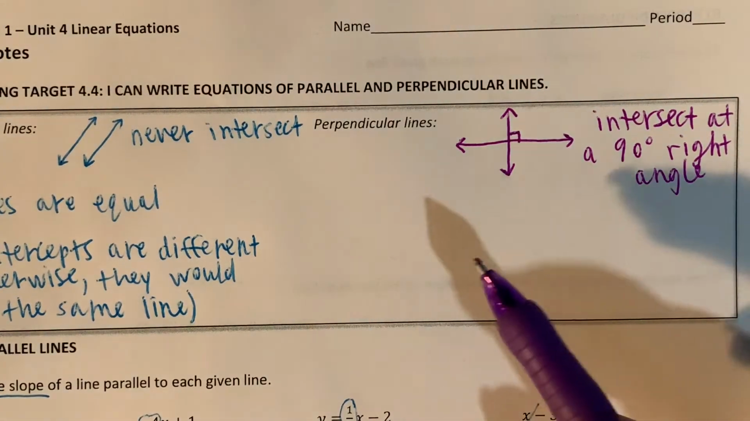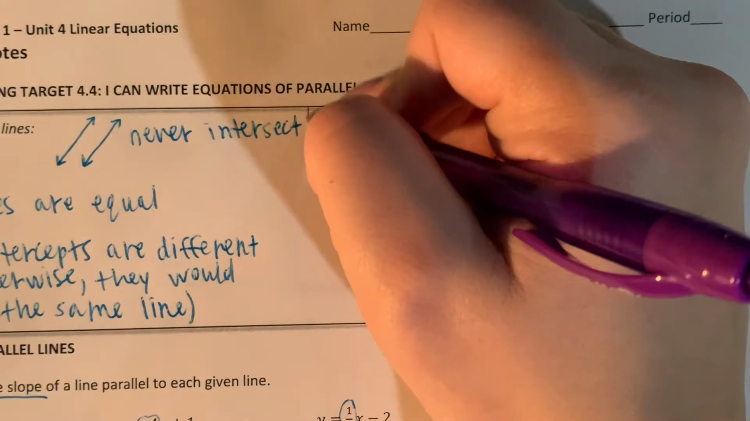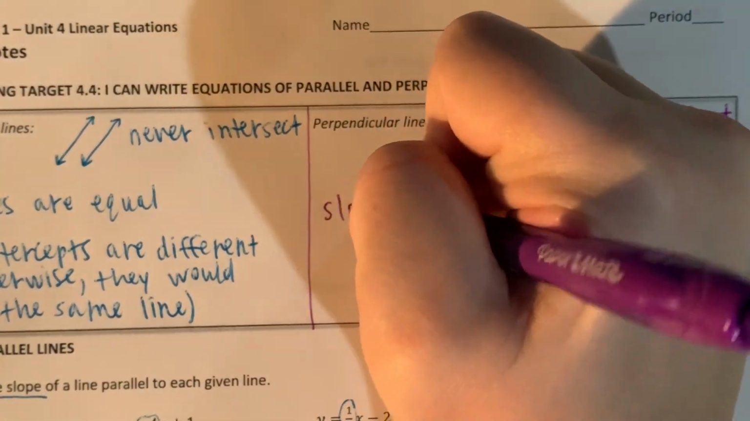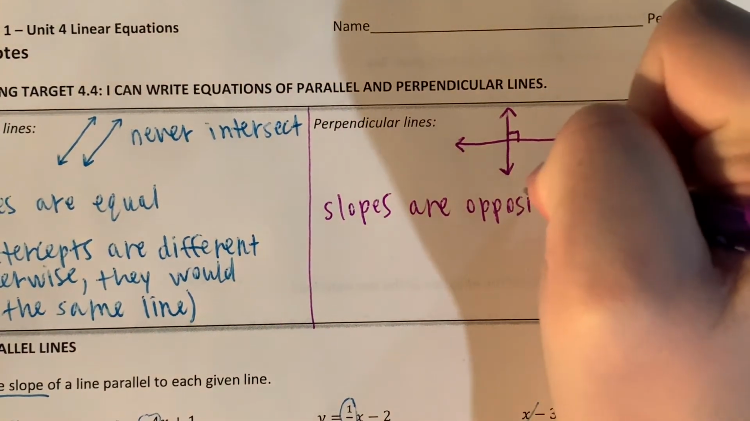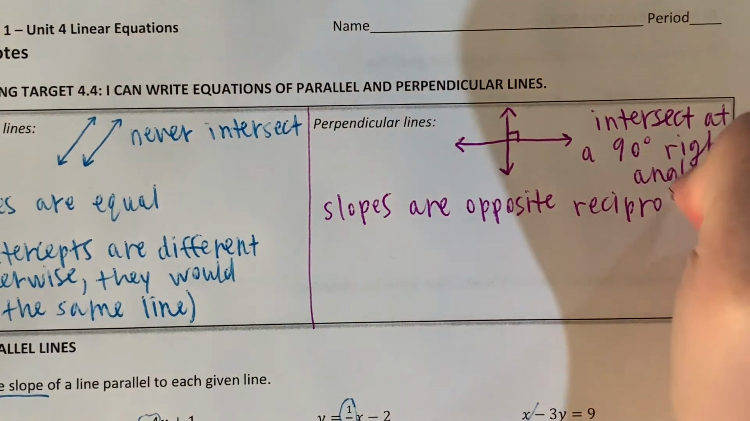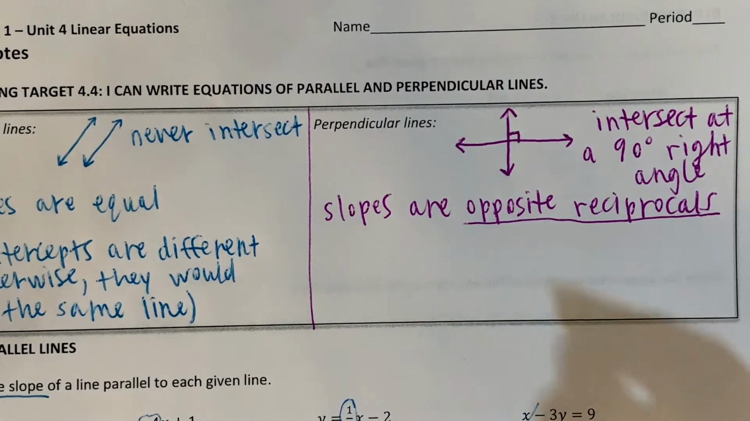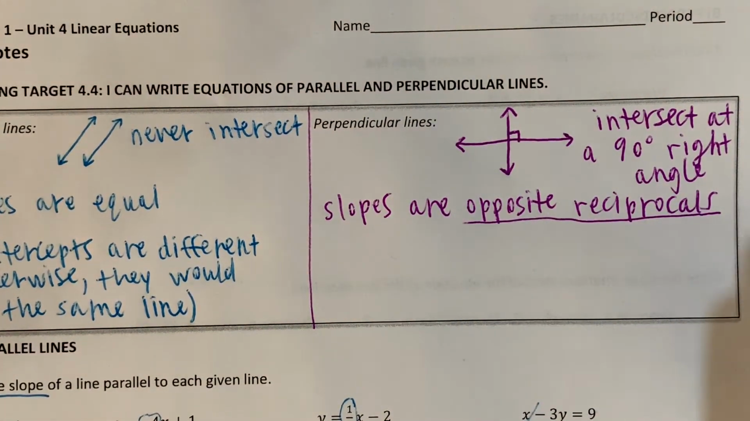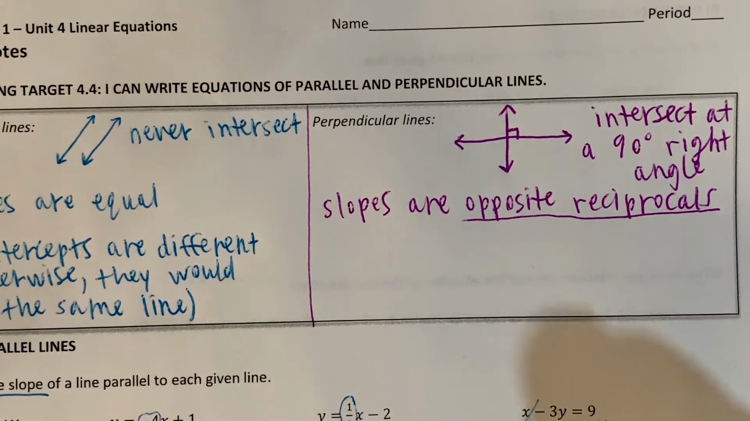Let's say something about the slopes of perpendicular lines. For perpendicular lines, let's say that their slopes are opposite. I'm going to use a new word here, reciprocals. Opposite reciprocals. Well, what are opposite reciprocals? Let's give you a generic answer, and then let's do an example using numbers.